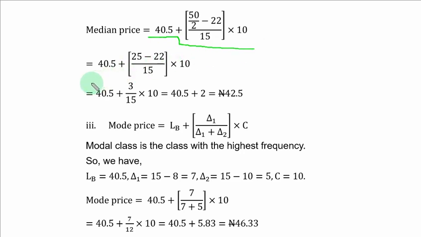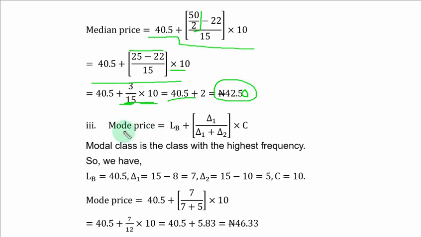If you simplify, you have this result. Divide 50 by 2, you have 25 minus 22 over 15 times 10. If you simplify the bracket, you have this result times 10. Before you add, you need to multiply. So 3 times 10 is 30, divided by 15, you have 2. So we have 40.5 plus 2, and that is 42 naira 50 kobo.